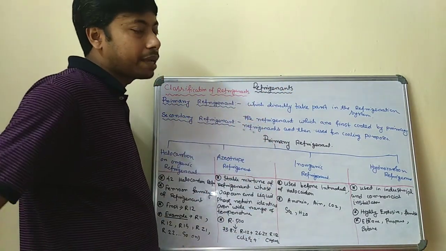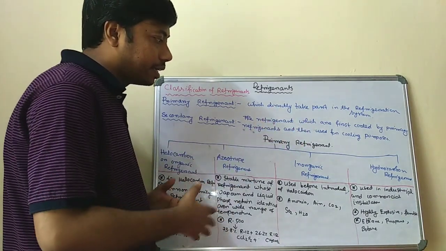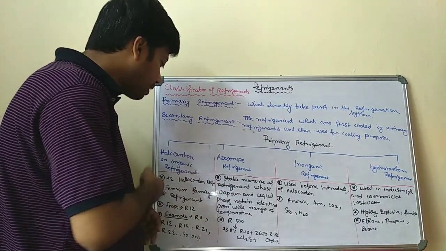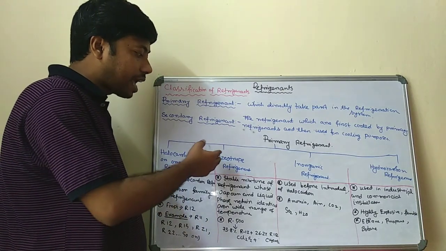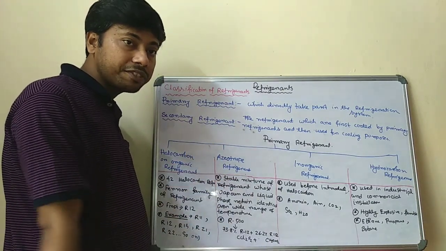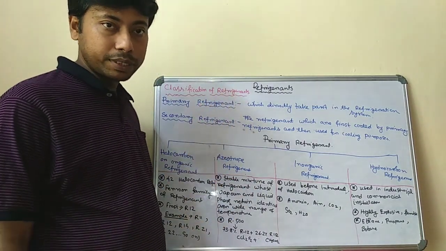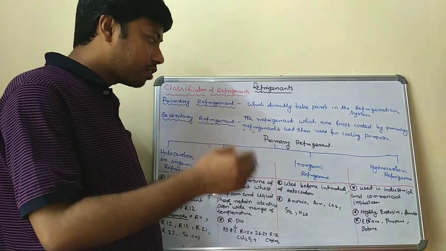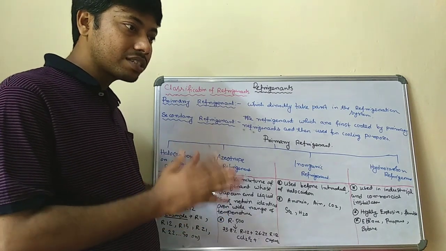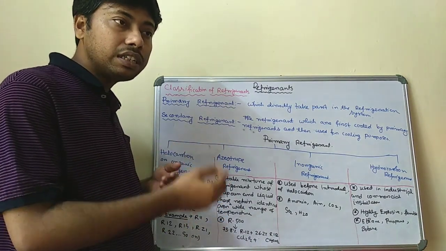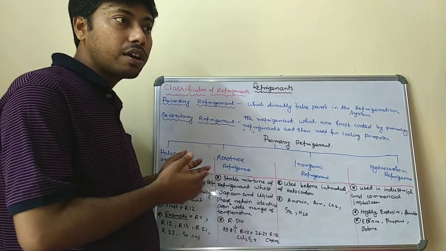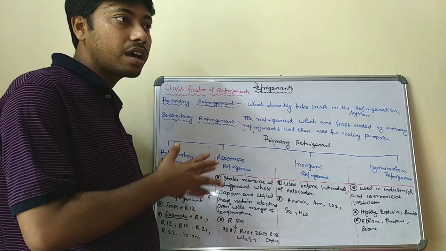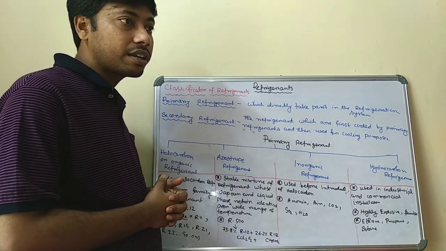Now, primary refrigerant can be divided into four categories, as you see: organic refrigerant, azeotrope refrigerant, inorganic refrigerant, and hydrocarbon refrigerant. So first we'll discuss inorganic refrigerant. Inorganic refrigerant was the first type of refrigerant used in the earlier days, when the refrigeration system started.